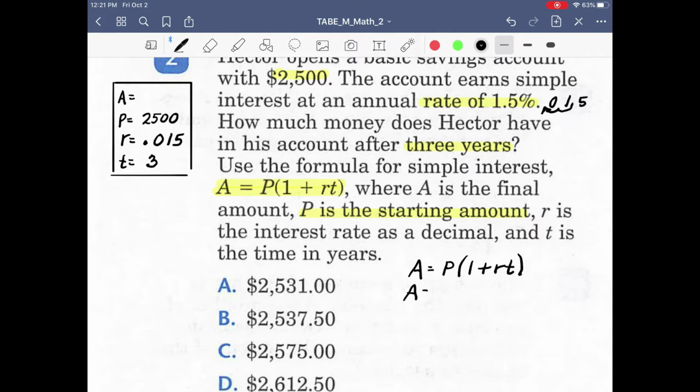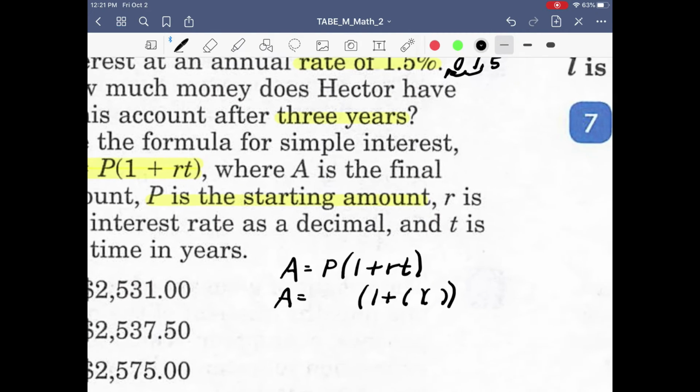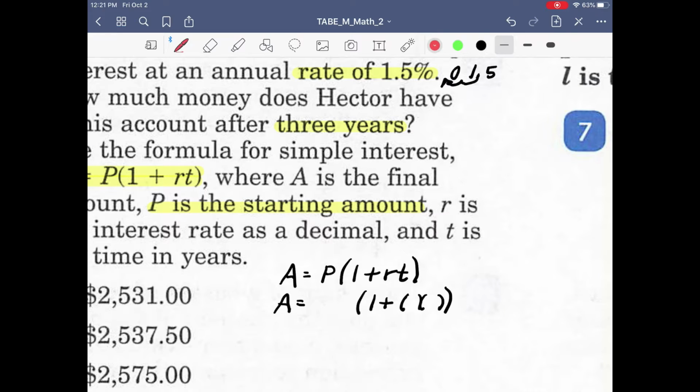So A equals, leave a space, and here we need to put in some parentheses to take care of the R and the T. And then we're going to substitute this value for each variable. So P is 2,500. R, there's no way I can fit that in there, so let me move this over a hair, is 0.015. And T, that's time, is 3.